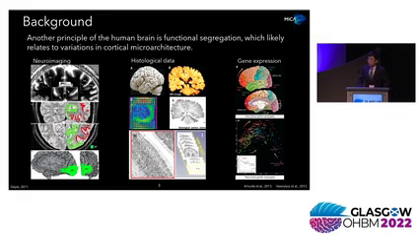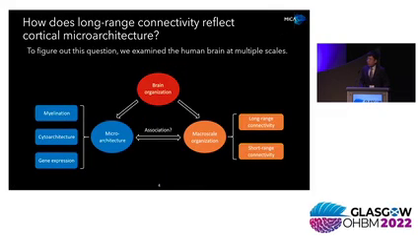So thanks to these multi-scale methods, in this work we want to address how long-range connectivity reflects cortical microarchitecture. To figure out this question, we examine the human brain at multiple scales, including microarchitecture and macro-scale organization, especially long-range connectivity.